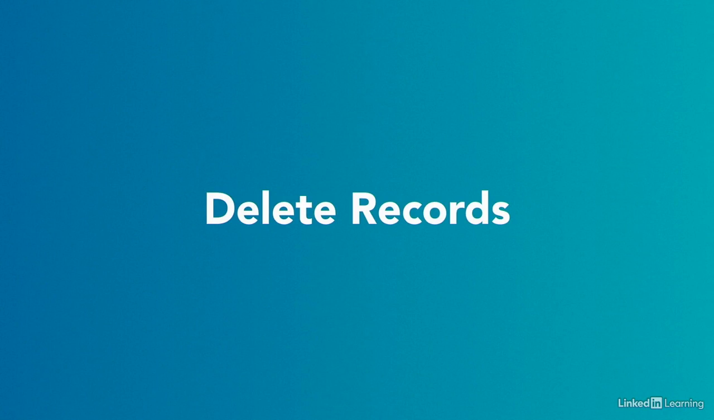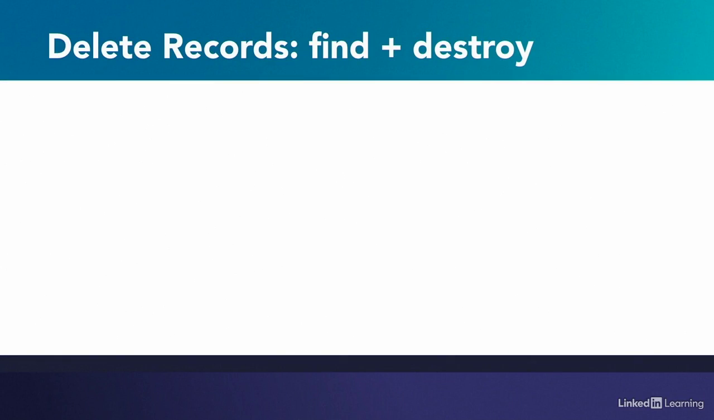Now let's learn how to delete them. Deleting records is a two-step process: find and destroy. First, you find the record in the database table. Rails uses the data that it gets back to populate and return an instance of the class, and then you tell that object that it should destroy itself.